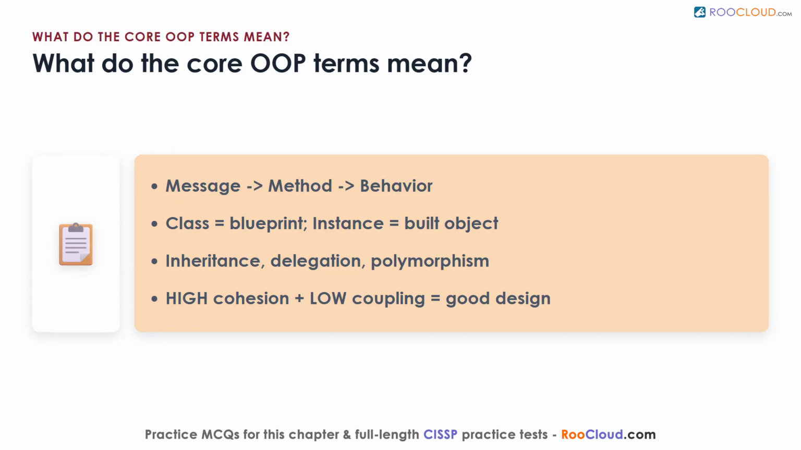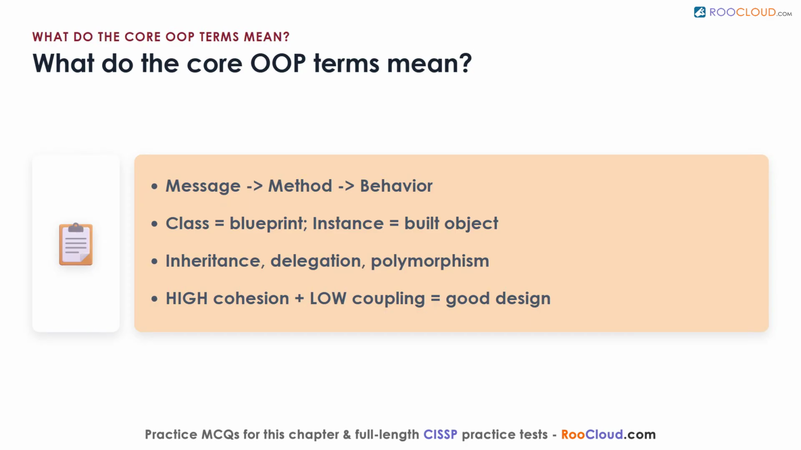A message is the input sent to an object, and a method is the internal code that runs in response. The observable result is the behavior. A class is the shared blueprint of methods, and each object is an instance built from that blueprint. Inheritance passes methods from a parent class down to a child, while delegation hands off a request an object cannot handle itself. Polymorphism lets one object answer the same message differently as conditions change.